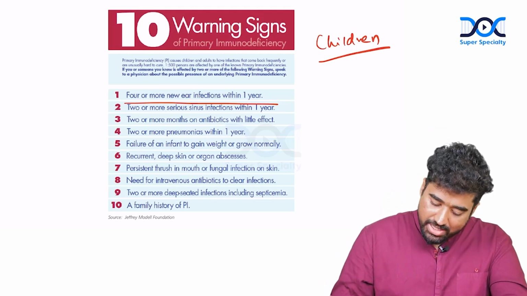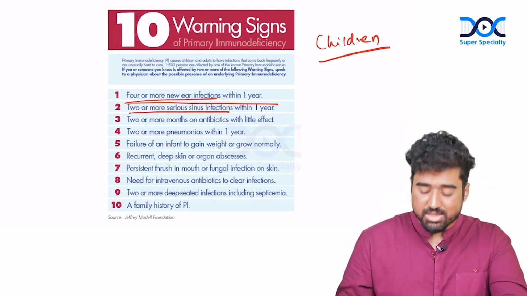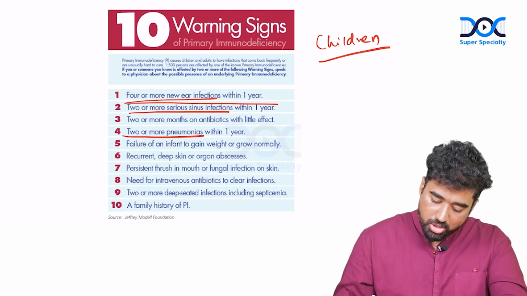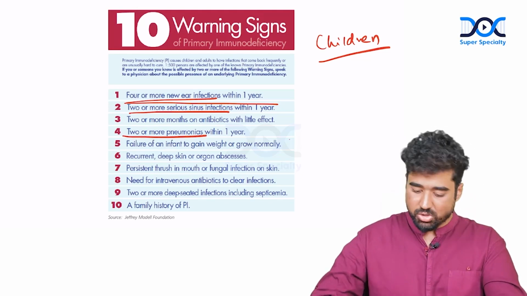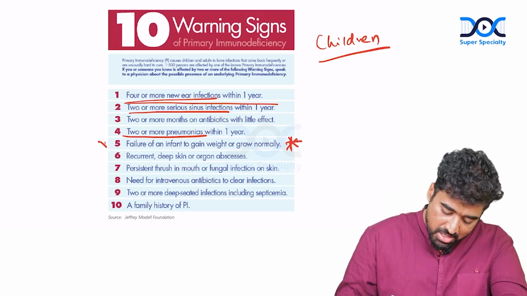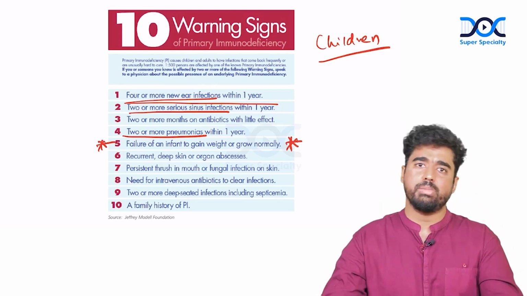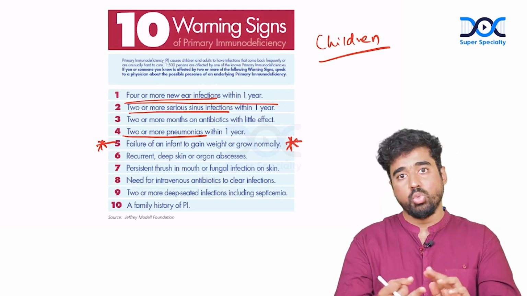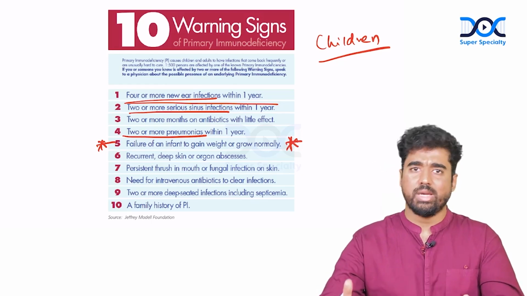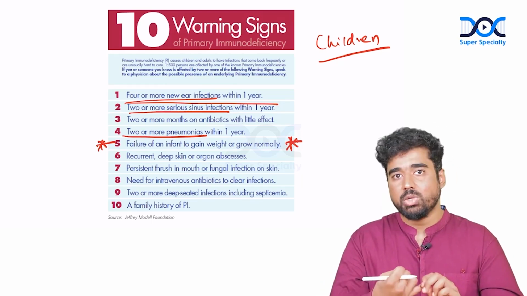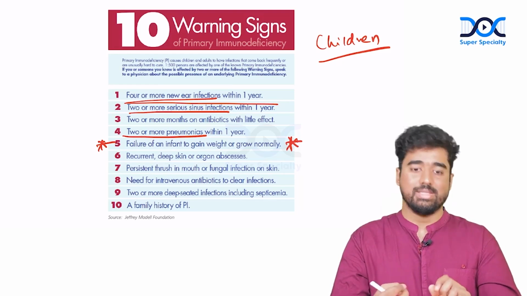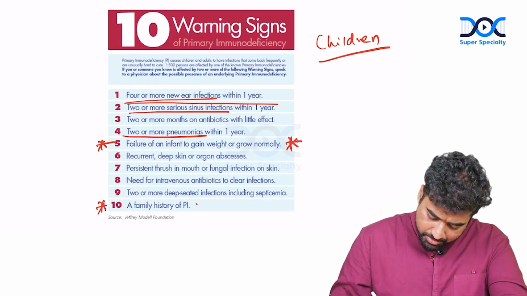So 4 or more new ear infections, 2 or more new serious sinus infections in the last year, 2 or more pneumonias, failure to gain weight. So this is very important to be seen. Whenever you get a referral, for example, that this child may have a primary immunodeficiency, you have to ask for 2 very important things apart from obviously your infection history. That is the failure to gain weight or the failure to thrive, and the second thing is family history.